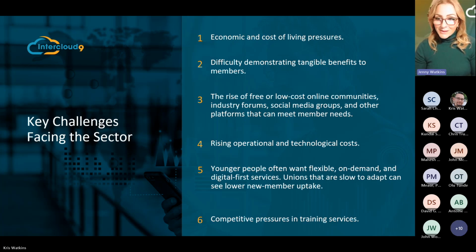So put all that together, UK trade unions must navigate economic pressures, clearly communicate value, adapt technologically to meet evolving member expectations, and respond strategically to heightened competition to secure their future relevance. So a very complex picture facing the sector.